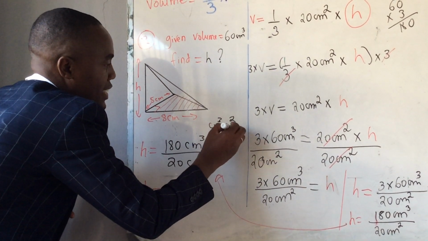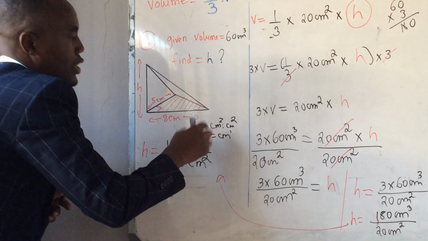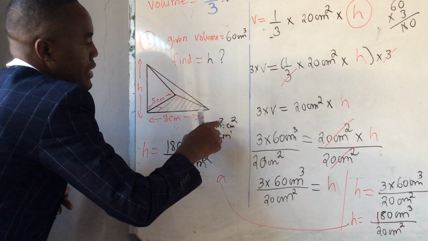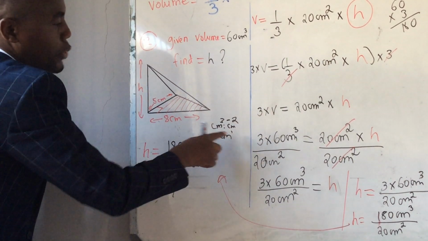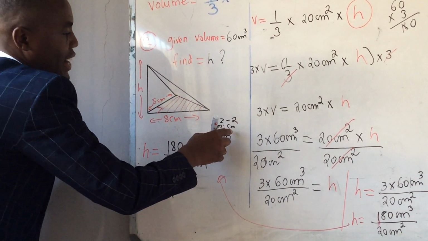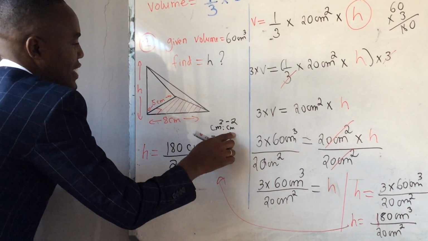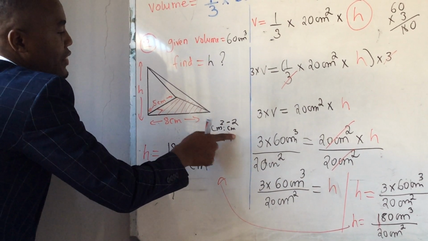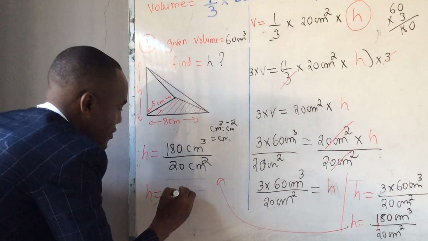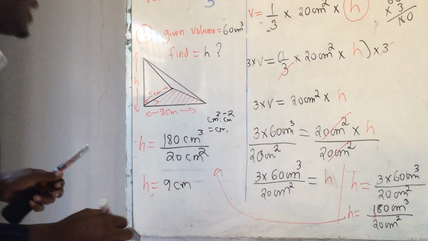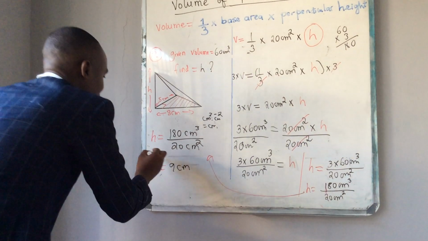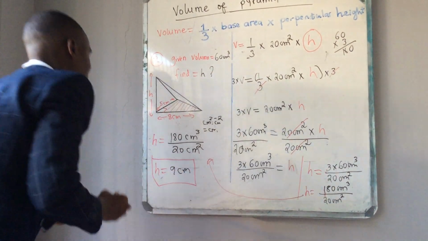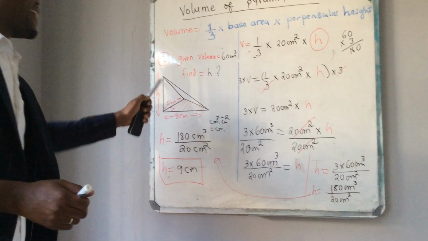So we have centimeters to the power of 1, because 3 minus 2 is 1. So we have here just centimeters. We don't have to write the exponent of 1, it's just centimeters. So we have 9 centimeters. And this is our final result for the height that we're looking for.